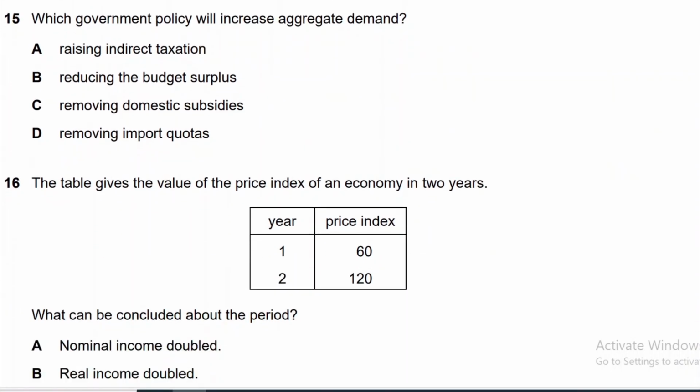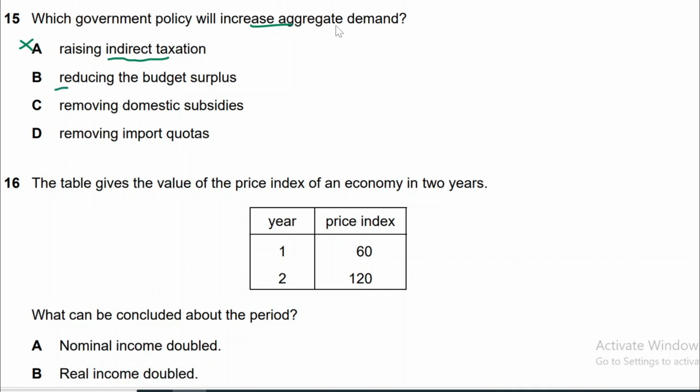Question number 15 is, which government policy will increase aggregate demand? Aggregate demand is the overall demand of an economy. Raising indirect tax is a supply side policy, not a demand side policy, so it will not increase aggregate demand. Option B is reducing the budget surplus. Budget surplus is when the government spends less and its income is more.